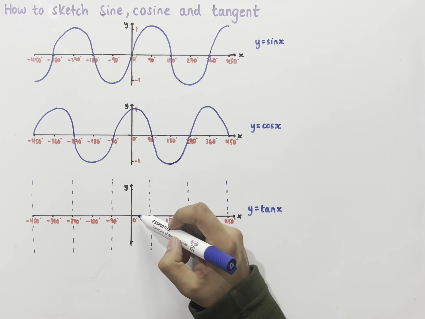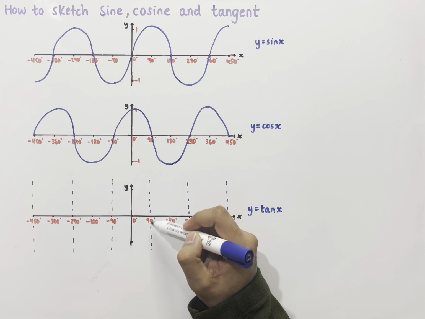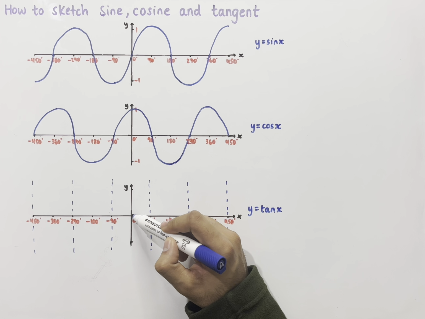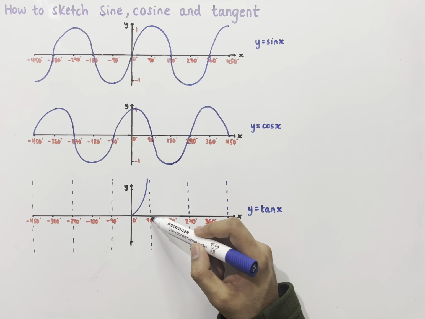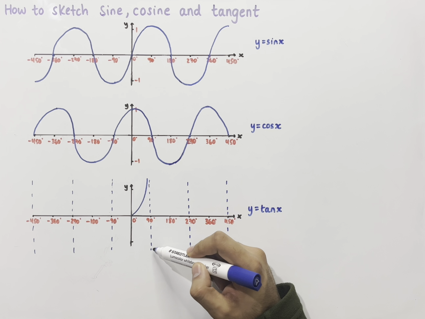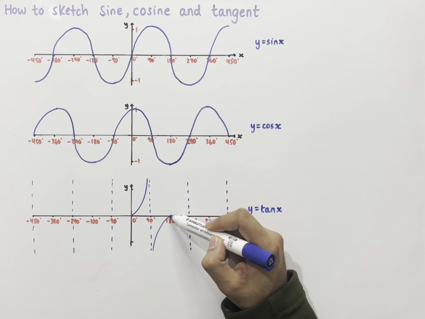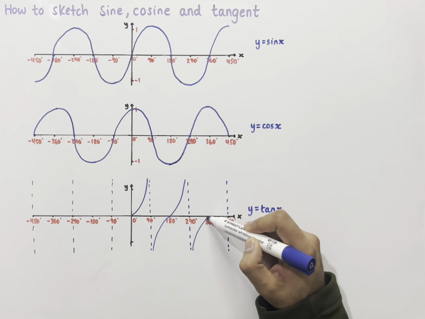Now the graph starts at the origin and it curves up, getting closer and closer towards this first asymptote, but never crossing it. So the shape looks somewhat like this. And then from 90 degrees to 180 degrees, the curve now starts at the bottom here, and it goes up and then curves back up towards the next asymptote at 270 degrees. And this pattern repeats again and again.